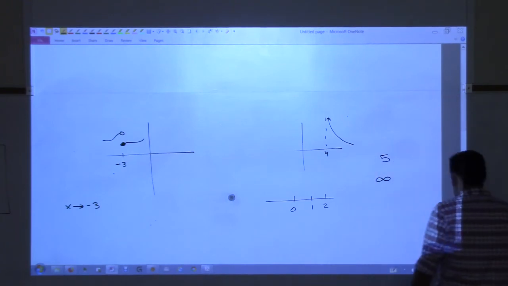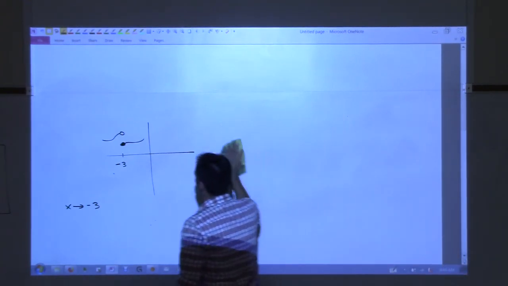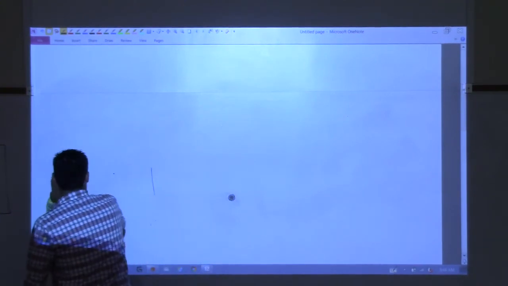So this section is about two different ideas. The first of which is what we call infinite limits.